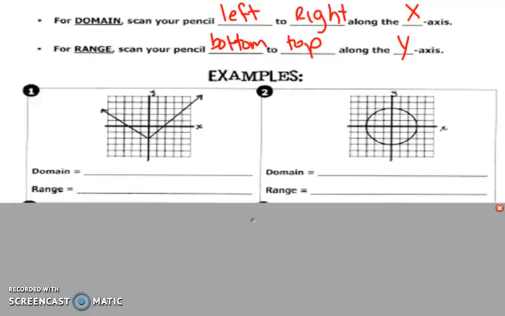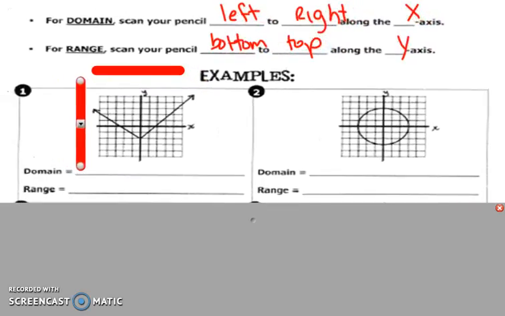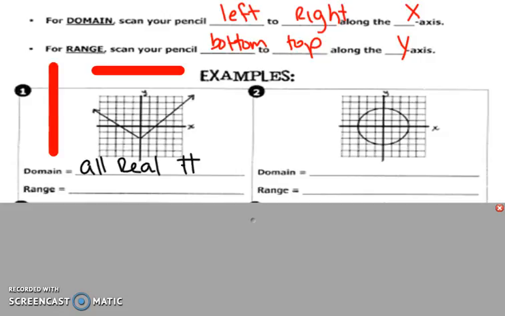Now, because you can't see my pencil, I'm just going to create a different color line so that we can see what we're doing. Now, if I look at my domain in my first graph, I want to take my pencil and scan it from left to right. If you notice when you scan it from left to right, it hits every spot on that y-axis. Everywhere my pencil is, there is a continuous point. So my domain is all real numbers.